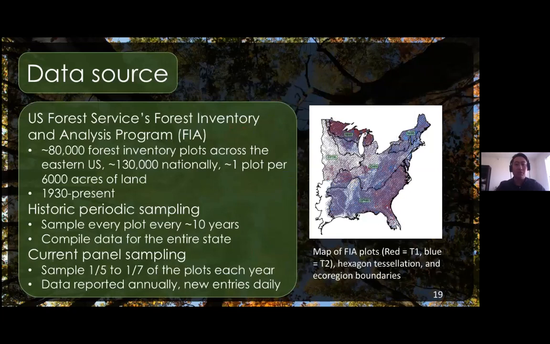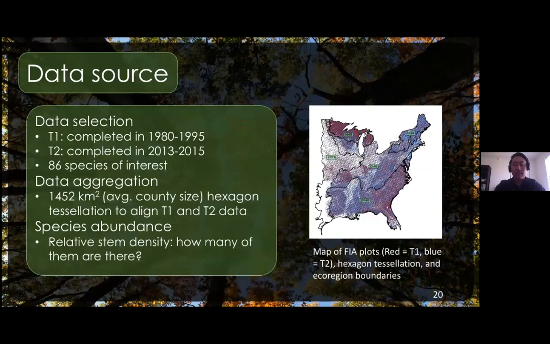And of course, since there are so many plots, these data are constantly being updated in the database with new entries on daily to weekly timescales, depending on when you're pulling your data from. And so what we did to look at how climate change is affecting these forests, we pulled data from two main time periods. The first one being one of the periodic measurements that was completed back in 1980 to 1995, depending on the state, in order to get complete coverage. And then one of the more recent panel systems that was compiled in 2013 to 2015.